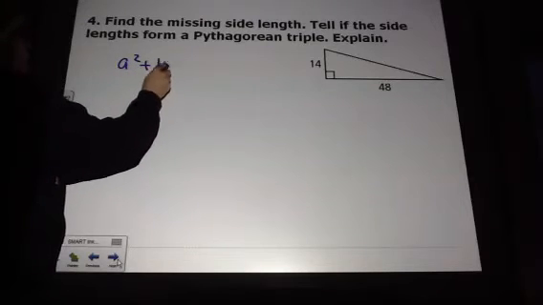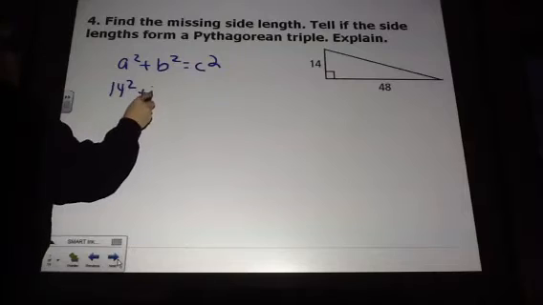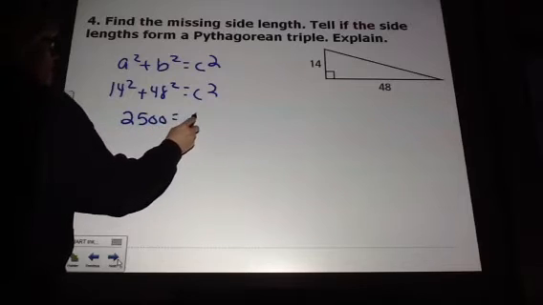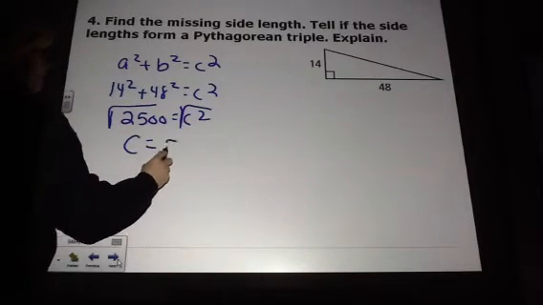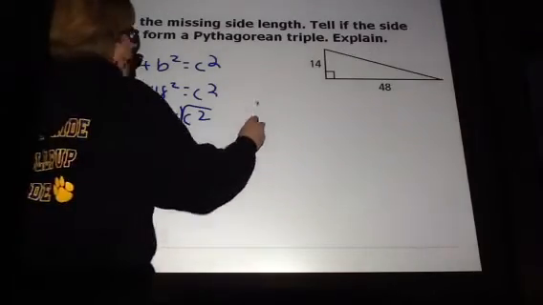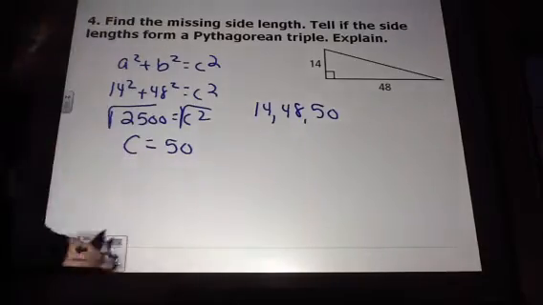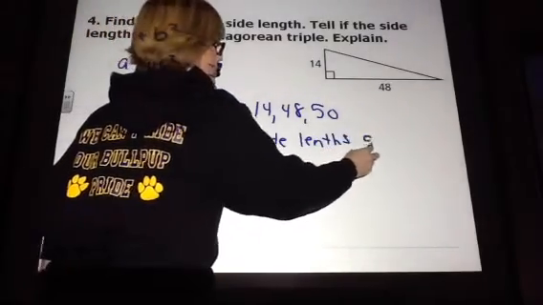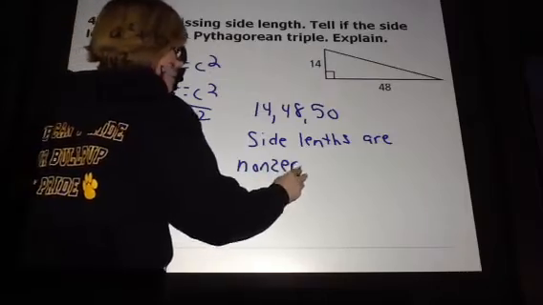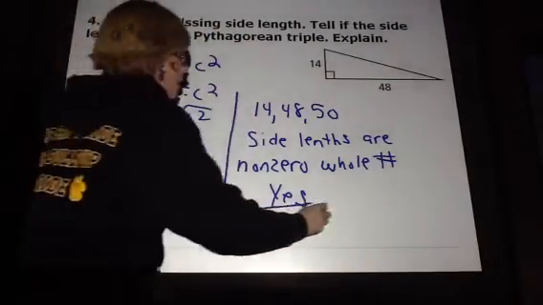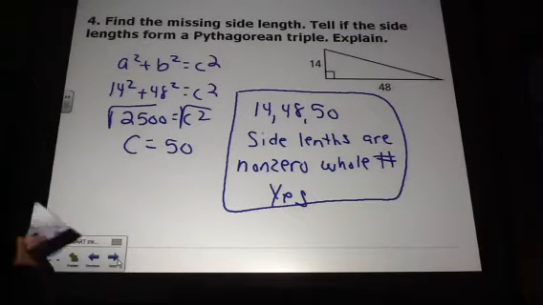So first we have to solve for the hypotenuse. So substitute in for your legs. All right, so when you simplify this, C equals 50. Okay, so for our measurements of our segments, we have 14, 48, and 50. So your side lengths are non-zero whole numbers. Therefore, yes, this is an example of a Pythagorean triple.